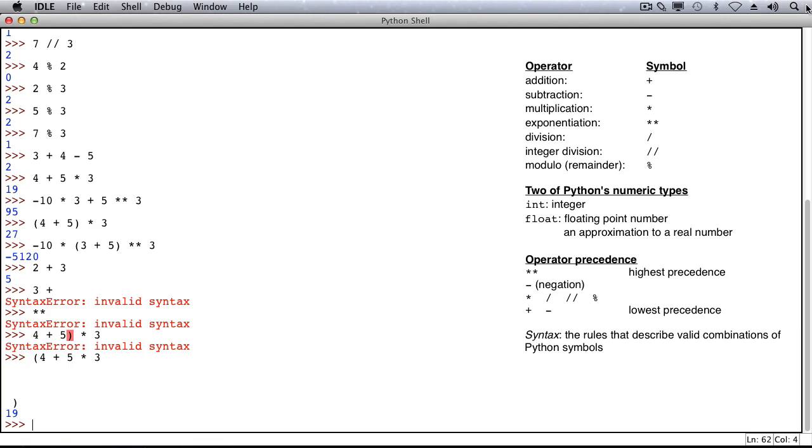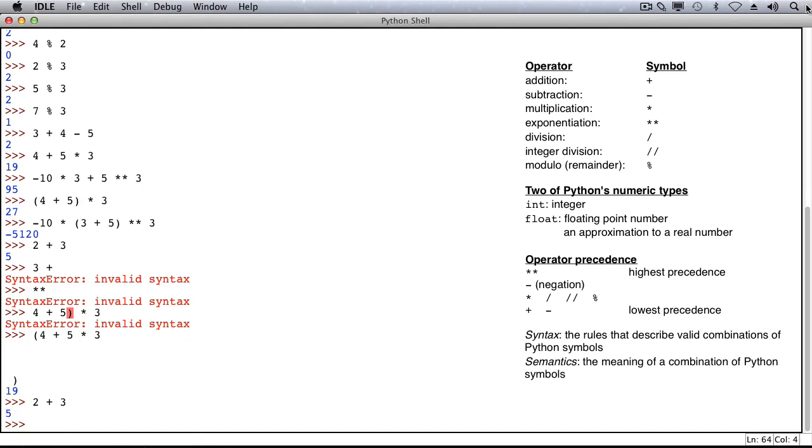In addition to syntax errors, we'll also encounter semantic errors. Semantic errors occur when the meaning of a particular expression is invalid. So for example, the syntax of 2 plus 3 is valid, that is a valid combination of symbols. And the meaning, or the semantics of that expression, is that 2 is added to 3. So this is fine.